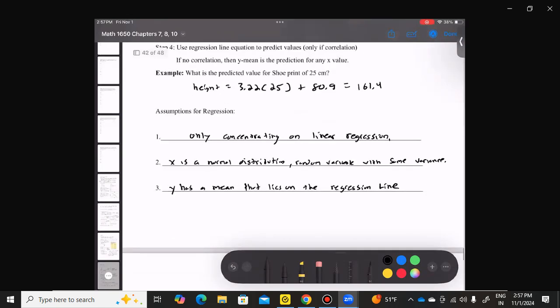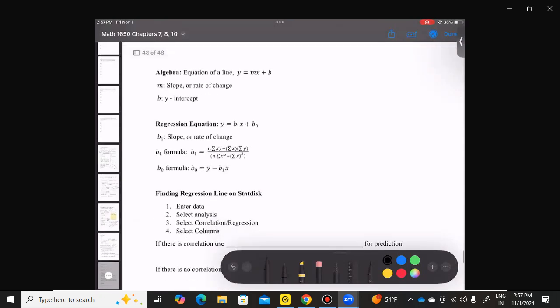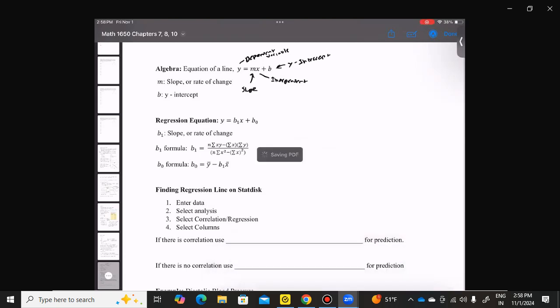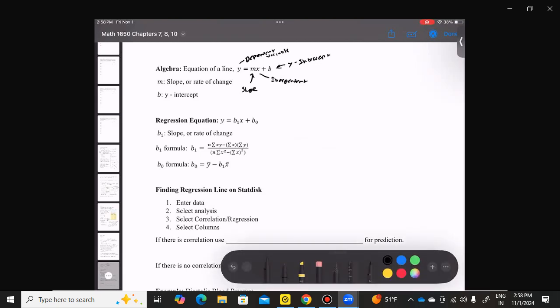Right, so let's look more at the regression equation. Y equals mx plus b is a general line equation that you may see in an algebra class, where x is your independent variable, y is your dependent variable, b is your y-intercept, and most importantly in statistics, m is your slope, or your rate of change. And so we write ours as y equals b1x plus b sub 0, but these have the same meaning.